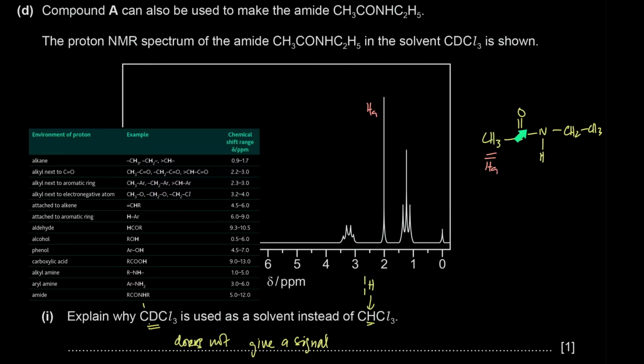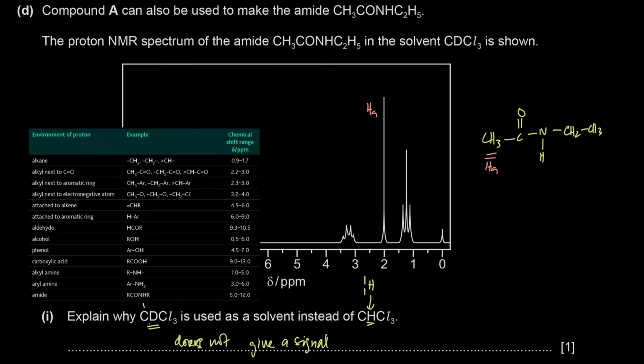It's for something like an aldehyde or a ketone, but with an amide, it'll be slightly lesser. So it's around 2, but very close to that, because it's directly bonded to a C double bond O, and it's a singlet. That's the important thing to remember as well. This won't split. So you see a singlet because the neighboring carbon doesn't have any hydrogens.